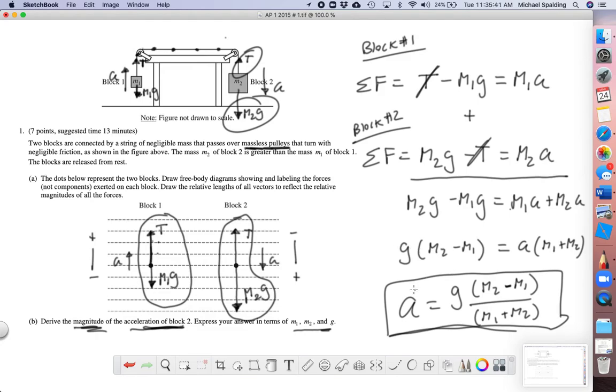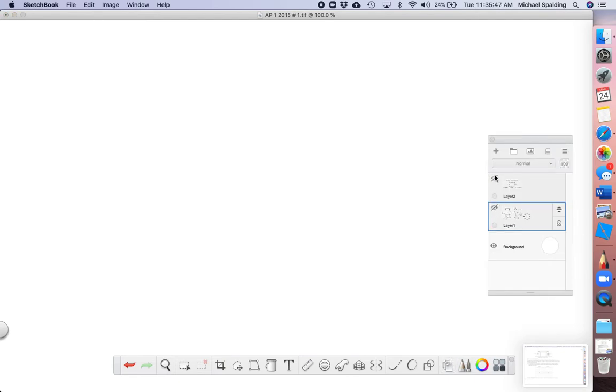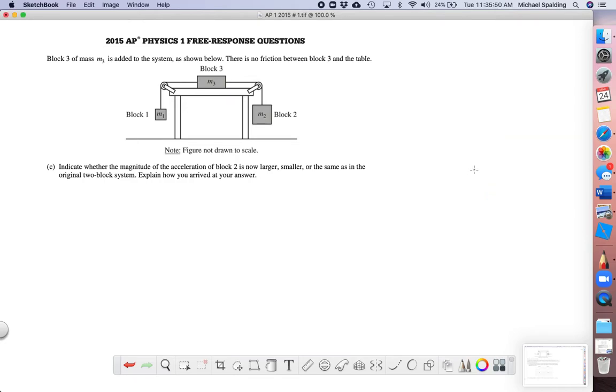All right, the third part. Let's hide this. Okay, the third question. Now they add a third block, and again the pulleys are massless. However, the tension in this rope and the tension in that rope are no longer the same. The reason is, if you look at block number 3, which way is it going to accelerate? There's no friction between block 3 and the table, so block 3 is going to move.